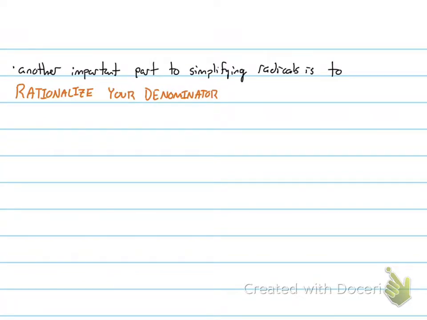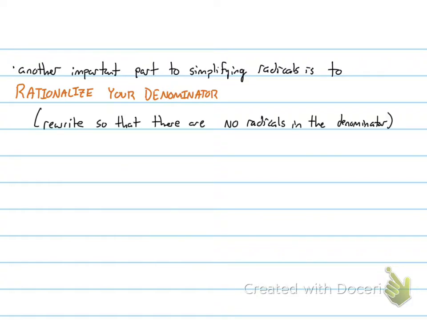The very last thing I promise that we're going to talk about in this video is another really important part to simplifying radicals, which is called rationalizing your denominator. So kind of along the same lines as when I dealt with complex numbers, I can't have an imaginary number in the denominator. I don't want to have any radicals in the denominator in any value in simplified form. I don't know why, that's just proper math, I guess.